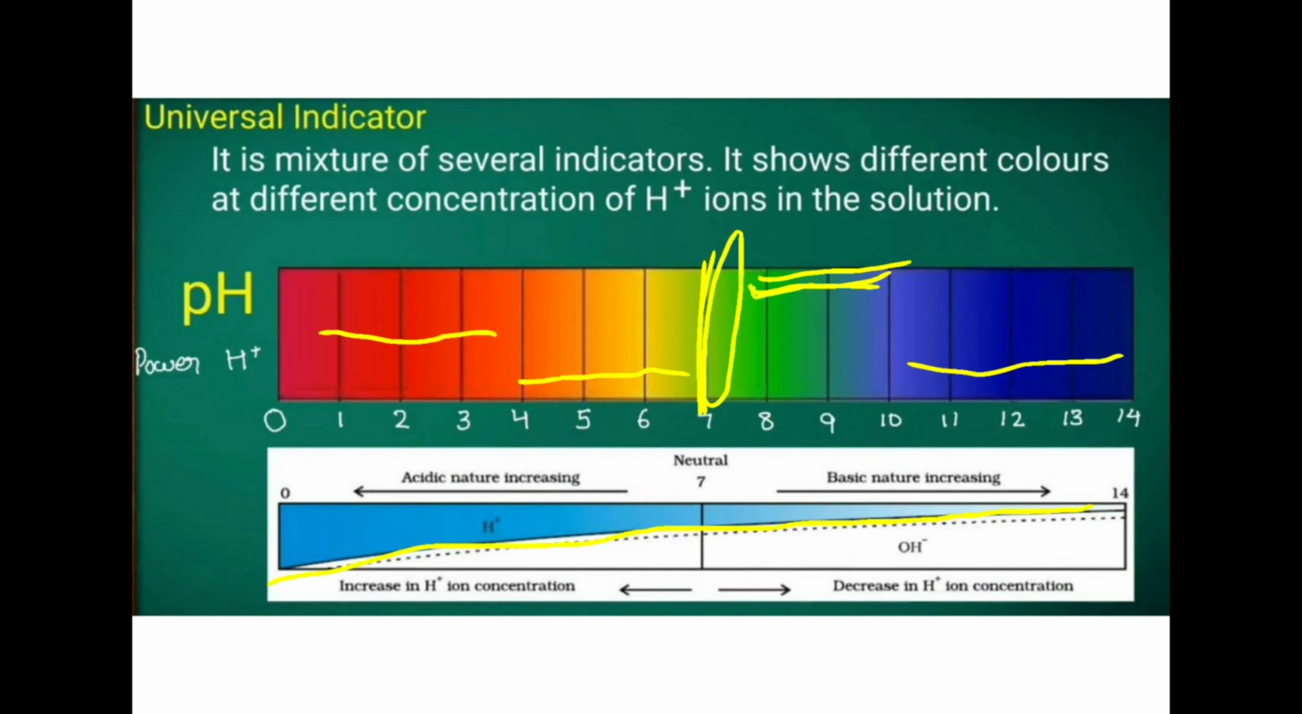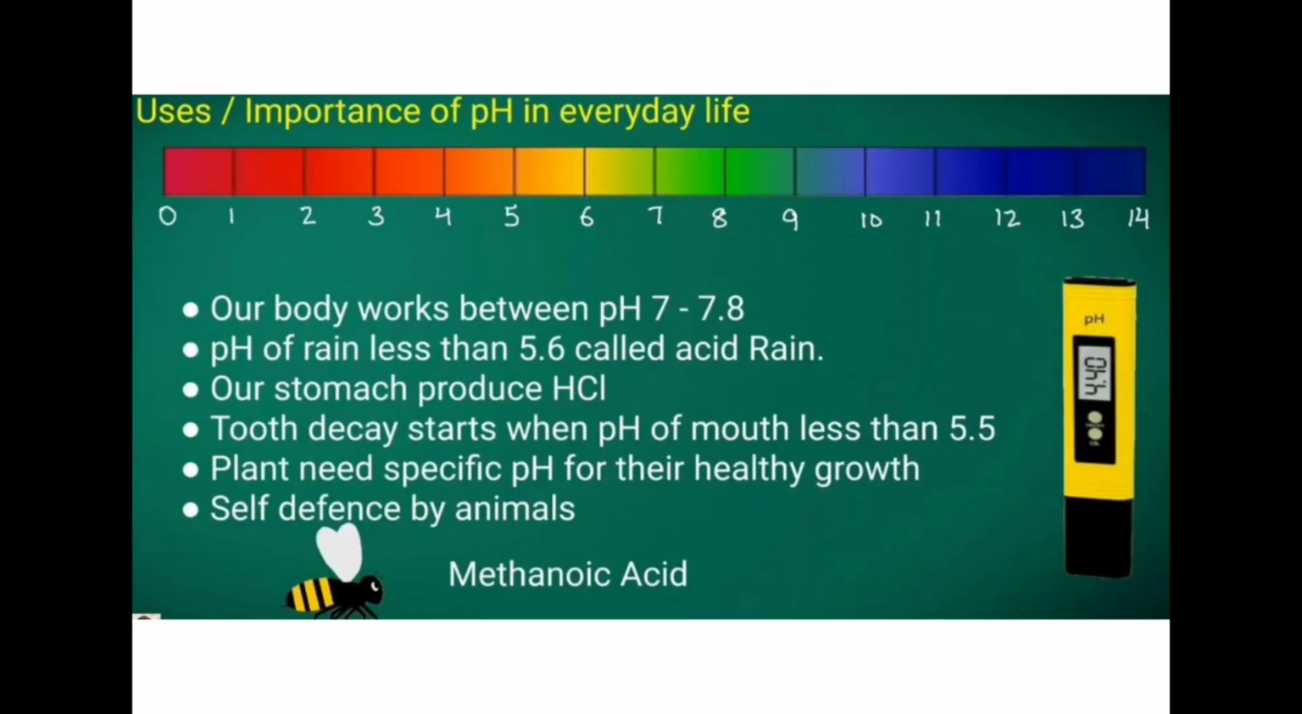If the concentration of H plus ions is less, it means the concentration of hydroxide ions will be more. So the sum of the concentrations of H plus ions and OH minus ions will be constant. Just understand, by the presence of H plus ions only we can determine the color. So if we determine the color, we can find the exact pH of the compound or substance which is given. Okay, next one.